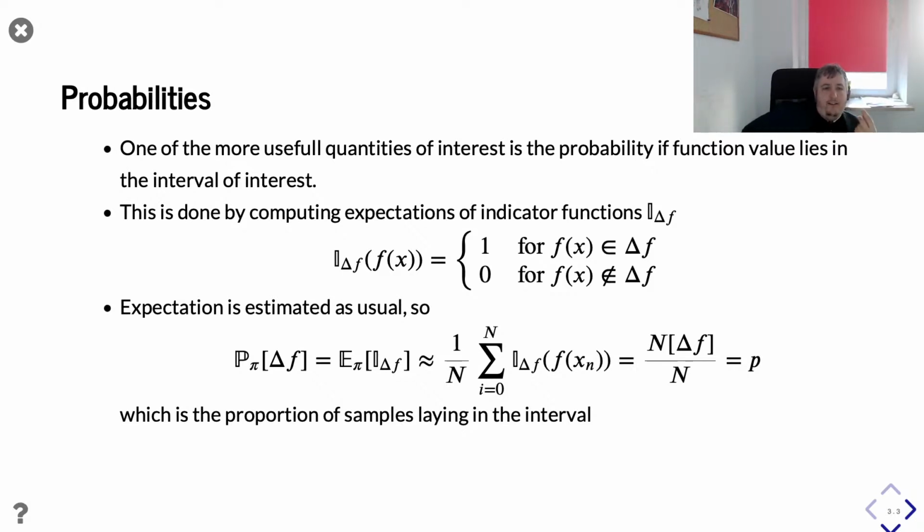The expectation is estimated as usual by computing the values of this indicator function for our samples. Because the indicator function has only the values 1 and 0, it reduces to just the number of samples in the area of interest divided by the total number of samples. So this will be our estimator of the probability of the function value lying in this interval or set.